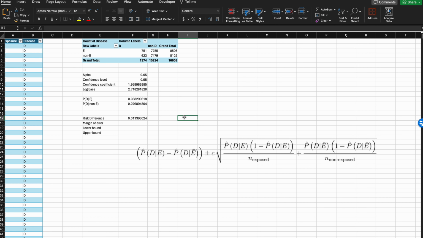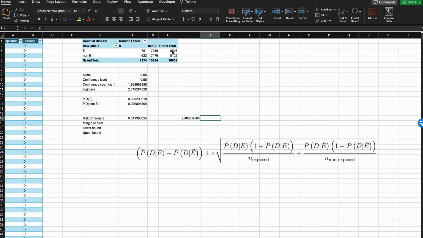Now to calculate the margin of error, we need a few steps, and I'm going to do them one by one. The first thing that we might need is equal to the following. It is this probability of disease given exposure times 1 minus that probability, divided by how many people were exposed. The next term is going to equal this probability of disease given non-exposure times, I'm going to use parentheses, 1 minus that value, close my parentheses, divided by the total number of people that were not exposed, that's the 8,102, and I get my second term.